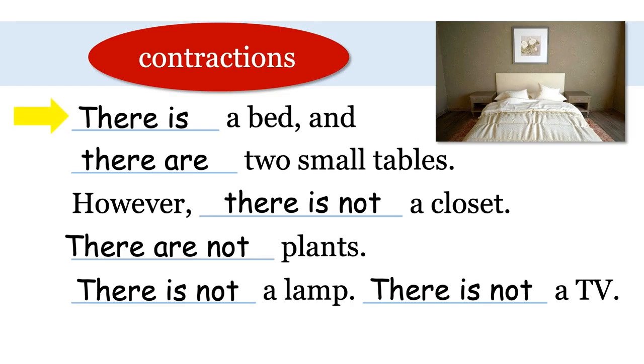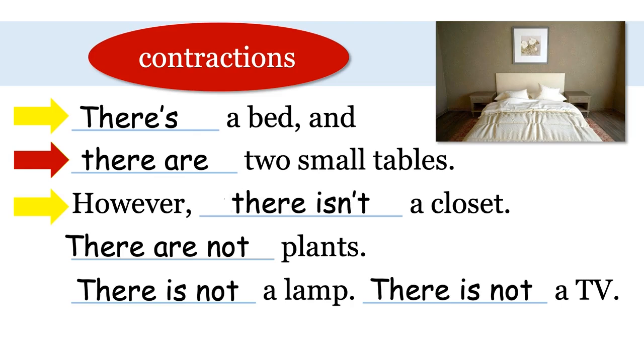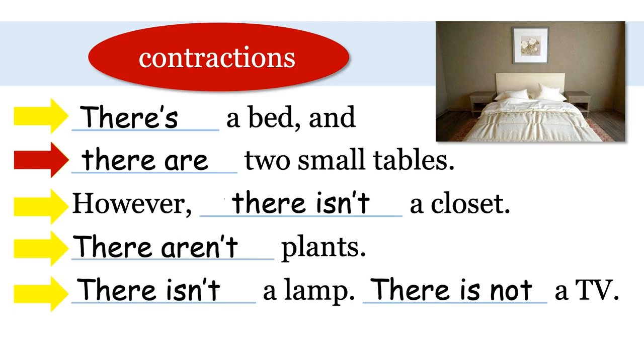So there is turns to there's. There's a bed, and there are, I can't change this one, remember? There's no contraction for it. So there are 2 small tables. However, there isn't a closet. There aren't plants. There isn't a lamp. And there isn't a TV. Okay?